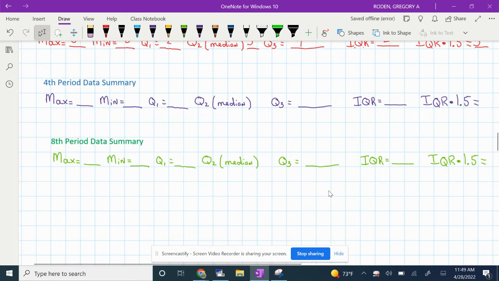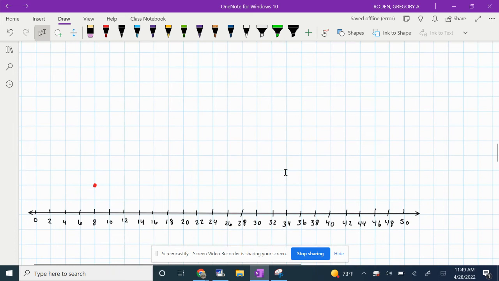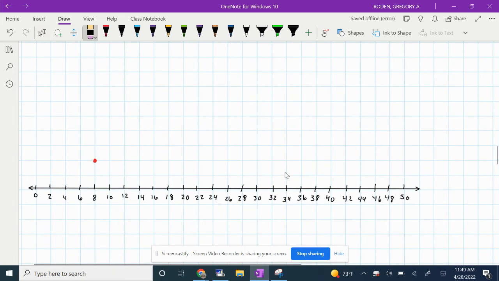Hold on. So my maximum was 8 and my minimum was 0. Sorry, I have that mixed up. My maximum was 8 and my minimum was 0. So I'm going to start with Q2. My Q2 is 3. Let me erase this really quick. Sorry about that, guys. My Q2 is 3, so I'm going to go over to 3, graph that, and put a line like this.